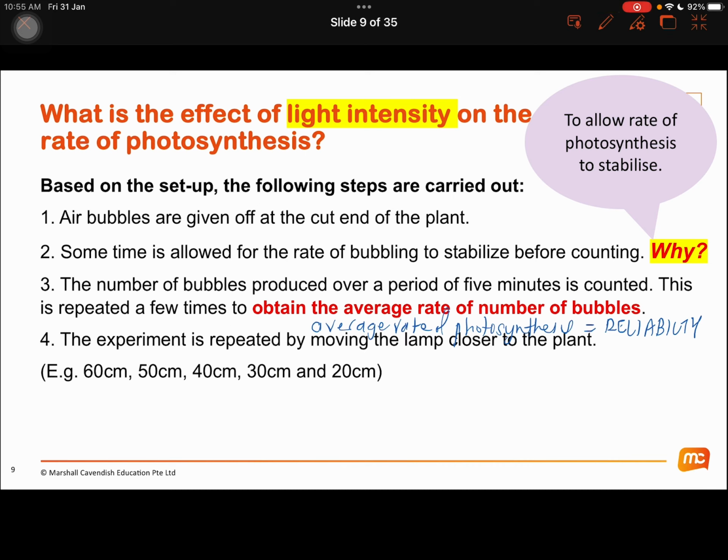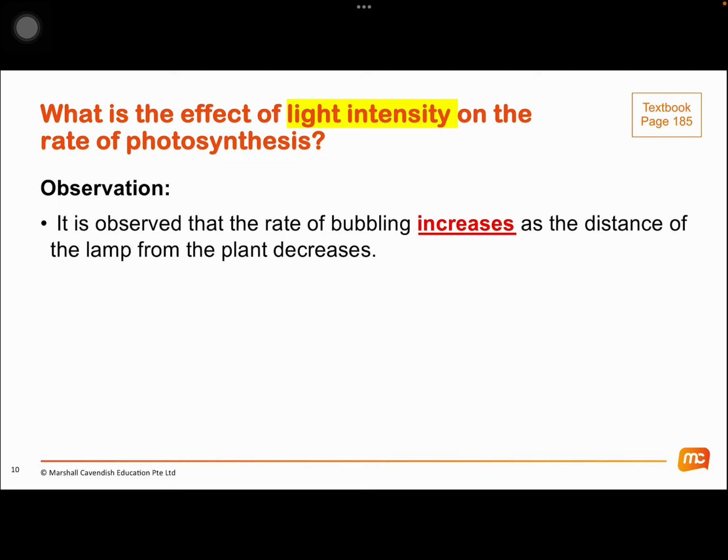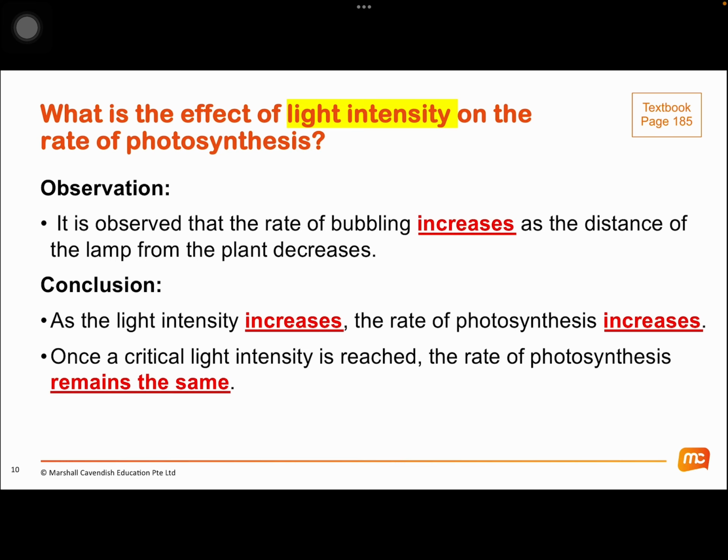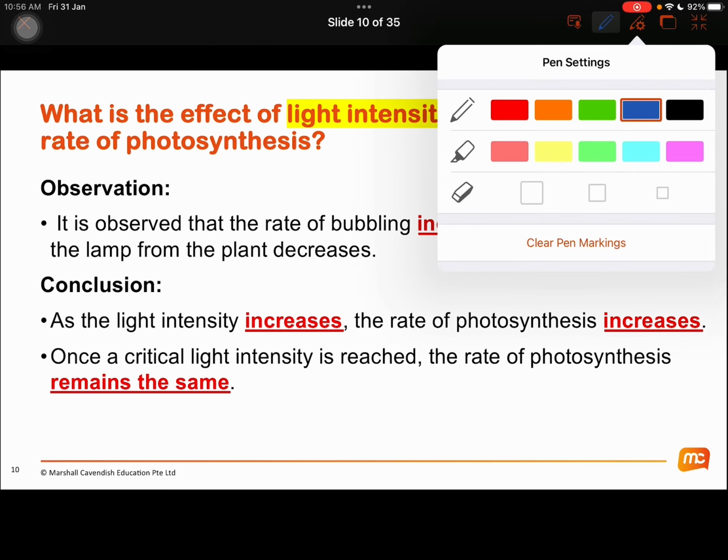Okay, and then it's repeated by moving the lamp closer to the plant or further away at regular intervals. And what is observed? The rate of bubbling increases as the distance of the lamp from the plant decreases. So when the plant is very close to the lamp, the rate of photosynthesis increases. So this is the conclusion that we can draw from this experiment.